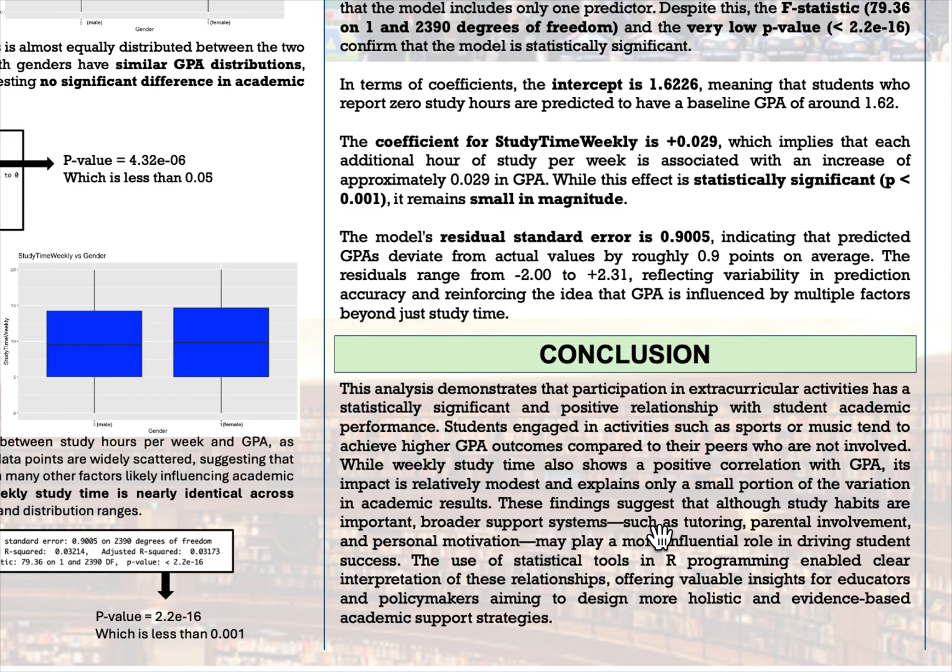These findings suggest that although study habits are important, broader support systems such as tutoring, parental involvement, and personal motivation may play a more influential role in driving student success. The use of statistical tools in R programming enables clear interpretation of this relationship, offering valuable insights for educators and policymakers aiming to design more holistic and evidence-based academic support strategies.